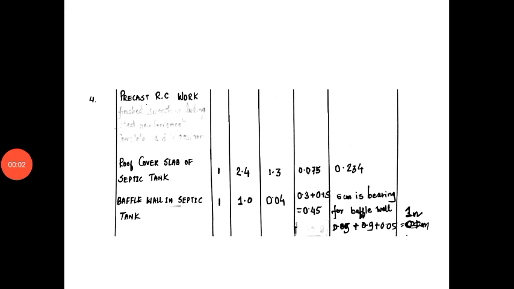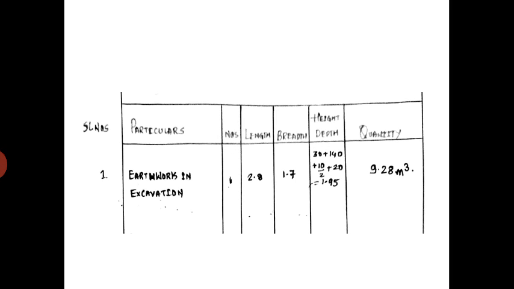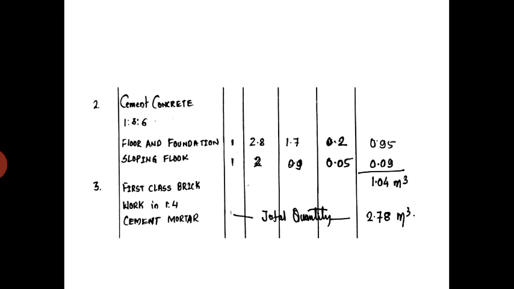Okay, in the previous class, we calculated the earthwork. Of course, that earthwork calculation is only one item. The total volume we are getting is 9.28. That also we have calculated.